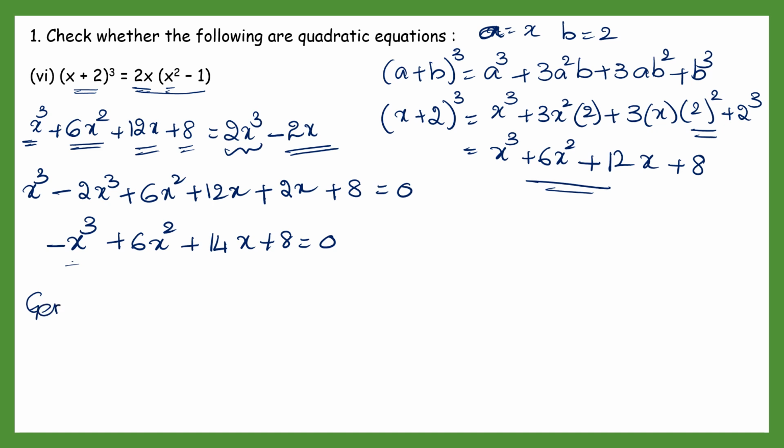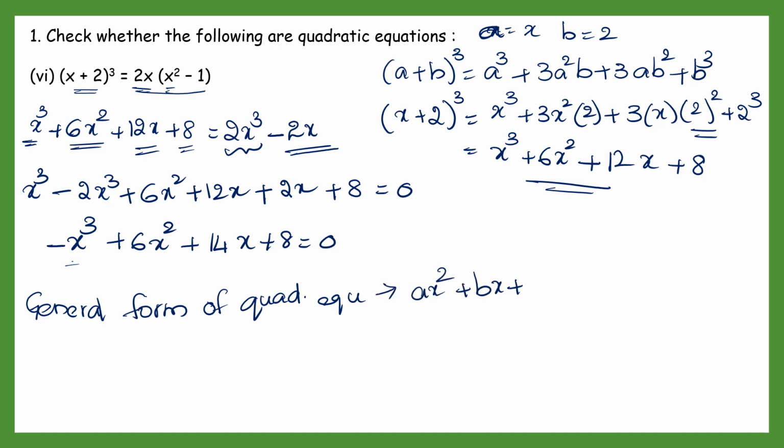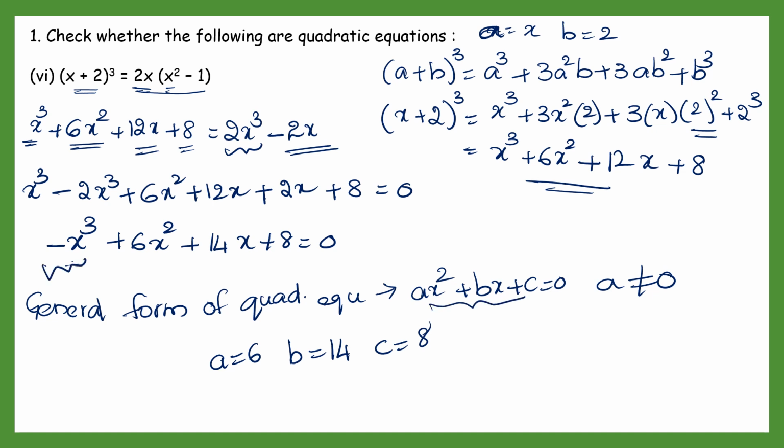Let's compare with the general form, another way to tell whether the equation is quadratic or not. General form of a quadratic equation is what? General form of a quadratic equation is ax square plus bx plus c is equal to 0, where a should not be equal to 0. Here you have a is equal to 6, b is equal to 14, c is equal to 8. There is another term x cube, but in our general form there is no x cube. So the given equation is not a quadratic equation.